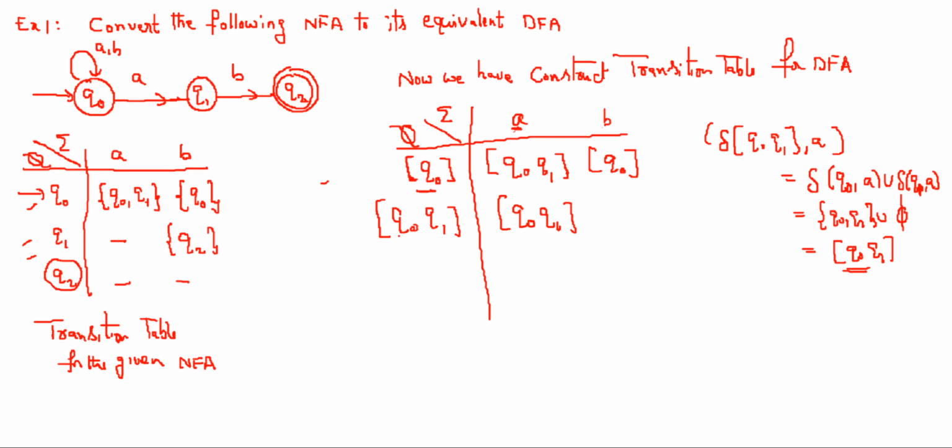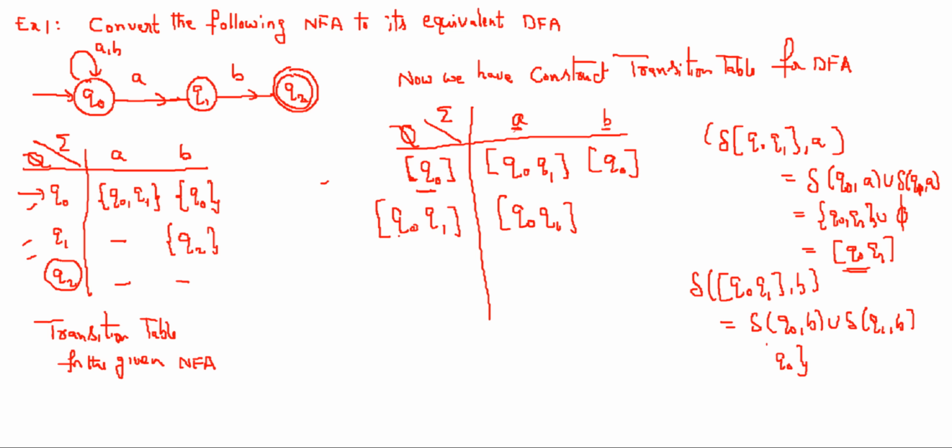Again you have to check what happens if you apply B on Q0 Q1. So again you have to write delta of Q0 Q1, applying B, is equal to delta of Q0 comma B union delta of Q1 comma B. These transitions you have to take from the NFA. So now what happens if you apply B on Q0? You are going to Q0 only.